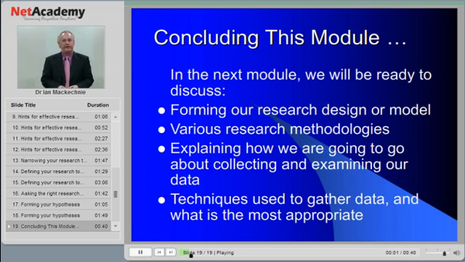This now takes us to the end of this particular module. And in the next module, we will be ready to discuss forming our research design and our model. What does this mean? How do we go about it? We'll be looking at various research methodologies. There are different ways of going about our research. We will be looking at that. Also, we will examine how we're going to go about collecting and examining our data, and the sort of techniques that are used to gather data and to examine what are the most appropriate for our research topic.